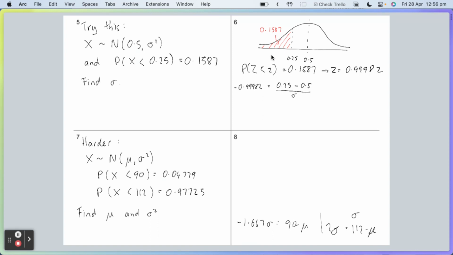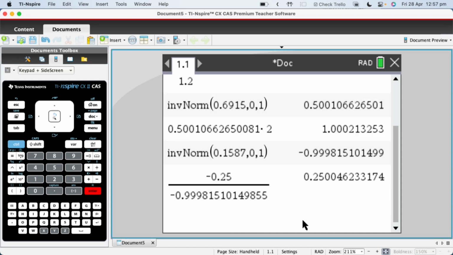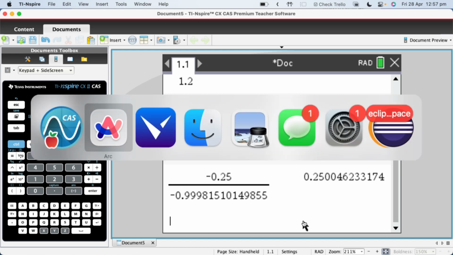So I'm going to multiply both sides by sigma, and I'm going to get negative 0.99982 sigma is equal to 0.25 minus 0.5, so negative 0.25. And then I'm going to divide both sides by negative 0.99982, and I can see that's basically minus 1. But I can do it, though. Negative 0.25 divided by that is equal to 0.2500426. So basically, it's equal to 0.25. So that's sigma.